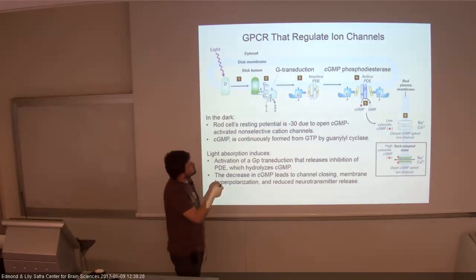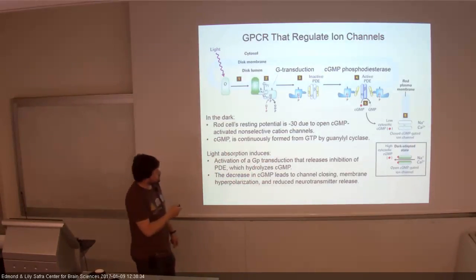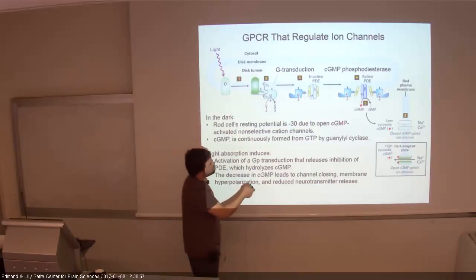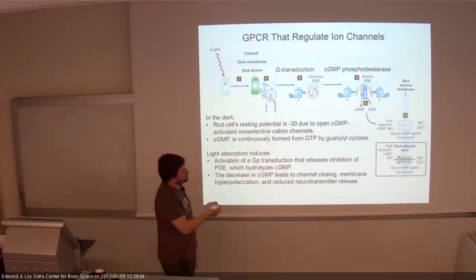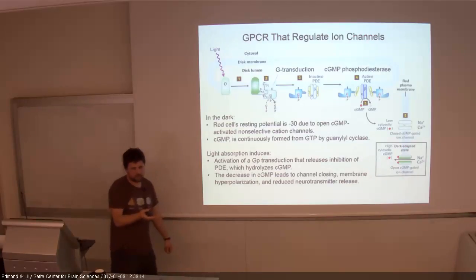What it does here is that it releases an inhibition by a unit called the gamma subunit from this protein, which is called PDE. What this enzyme does is break cyclic GMP into GMP. So the effect of all this activation, the absorption of light, is in the end lowering the levels of cyclic GMP in the cell. If we are lowering the levels of cyclic GMP in the cell, then we will have less cyclic GMP bound to the channels. These channels will close and we will have a hyperpolarization of our cell.